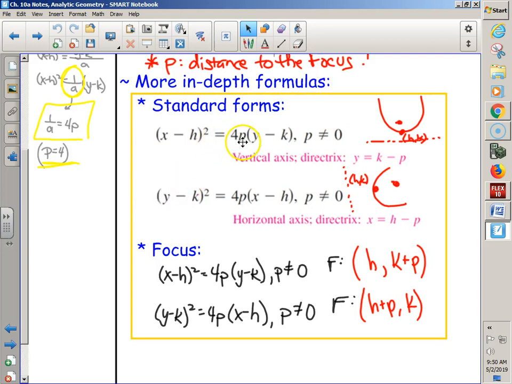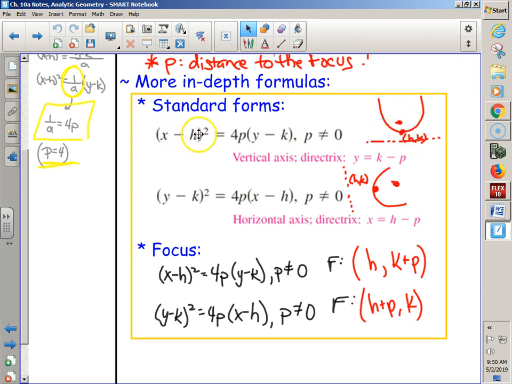Question, who's P? Distance, good, between the focus and the vertex. And it's also going to be the opposite distance between the vertex and the directrix, right? So P says where the focus is. If P is positive, zoom, it's up. If P is negative, zoom, it's down.